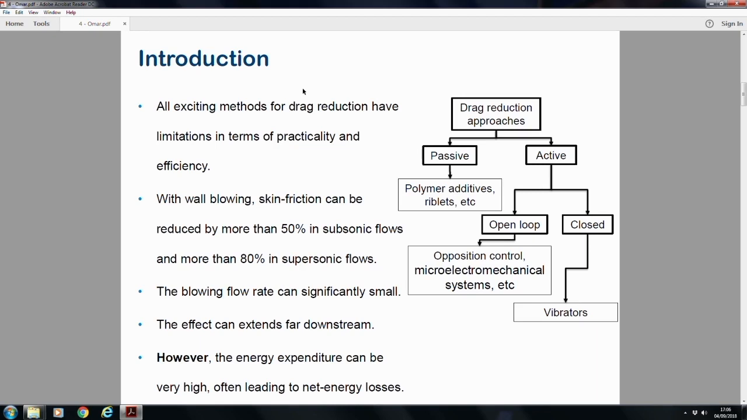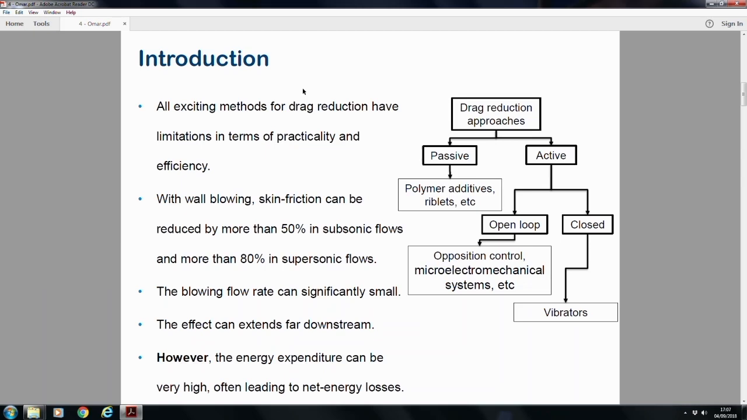If we have a permeable wall with a pressure difference on both sides, we can have a uniform blowing, or uniform mass flow rate, from the surface, and that can reduce the skin friction by around 50 to 80% for subsonic and supersonic flows. And the important thing is that the flow rate of the blowing is very small, and the effect of the drag reduction can extend further downstream.